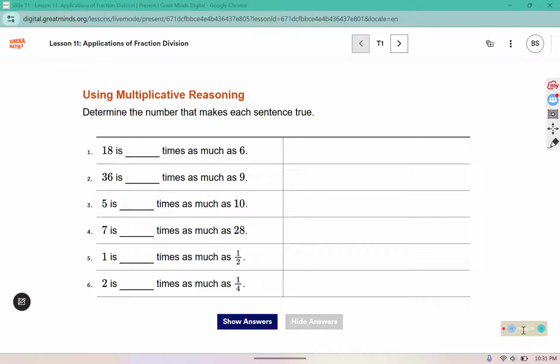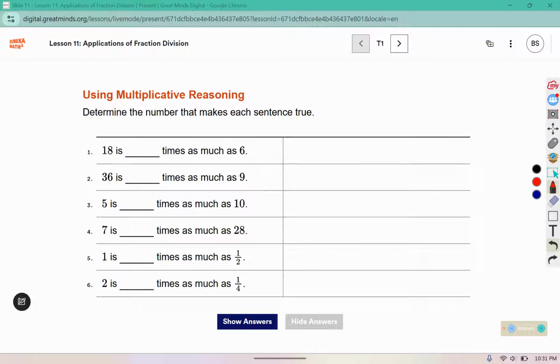1/2 times what is 1? Or how many halves does it take to make 1? How many fourths does it take to make 2? I'm going to do 2 of them with you.